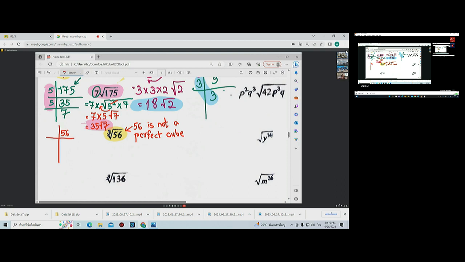56 you factorize with 2. 2 how many times? 28. 28 you factorize with 2 how many times? 14. 14 factorize with 2, 7. Now when you have a cube root, how many power? Power 3. That means you make the group of 3.